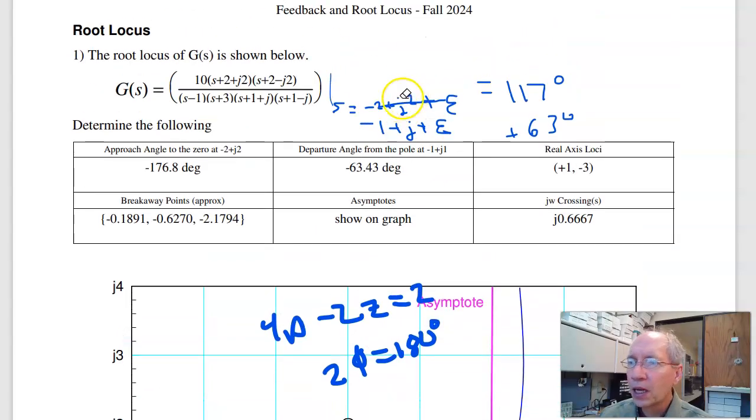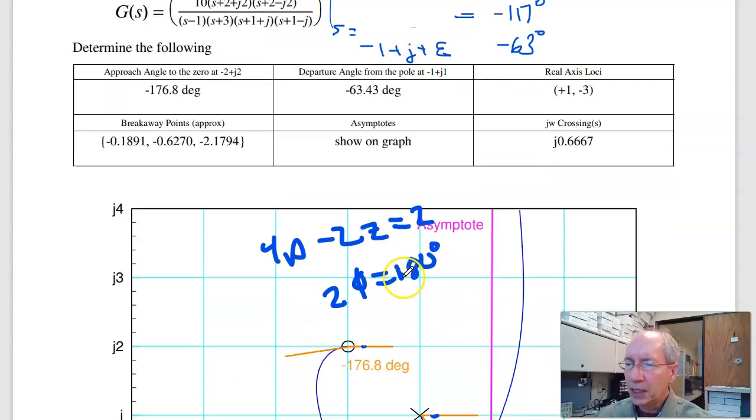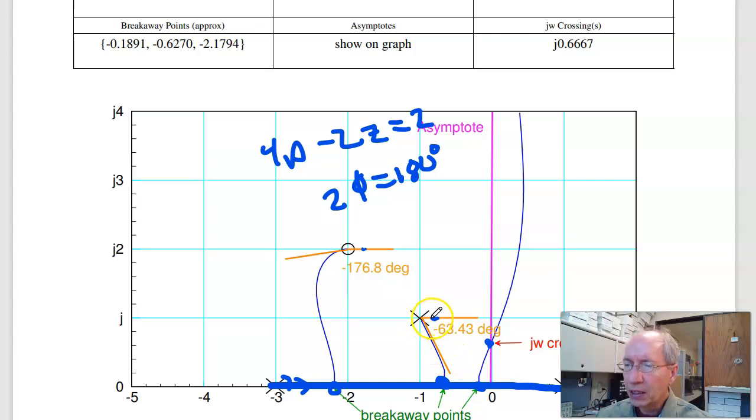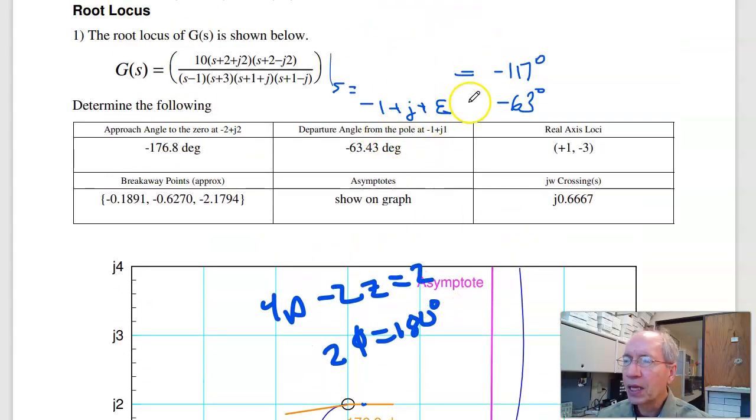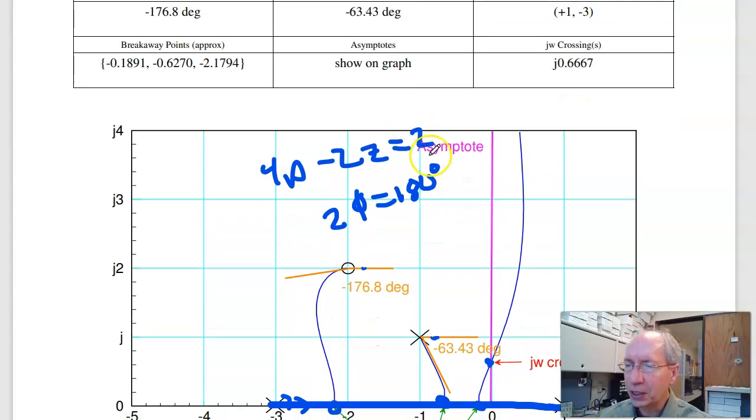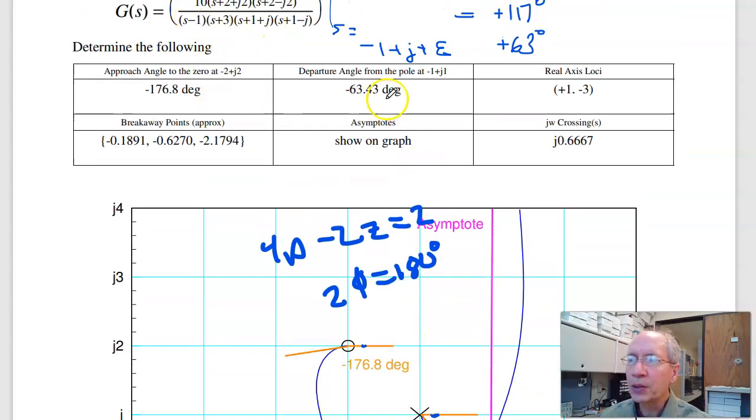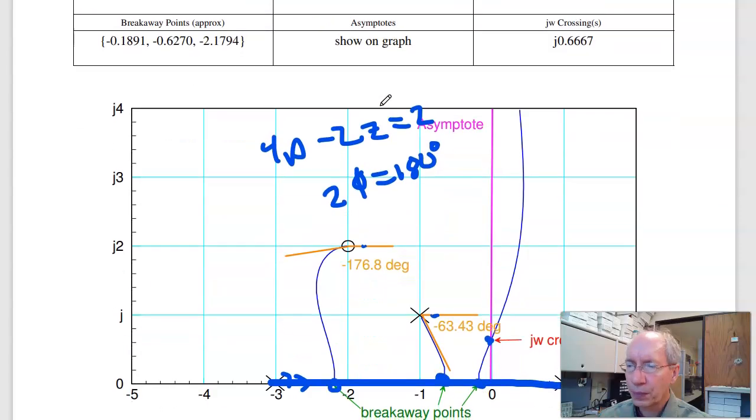For the pole, to find the departure angle, I analyze at -1 plus j plus epsilon, and I've got to get to 180. When I do that, I get +117 degrees. So the pole has to add 63 degrees to get to 180. Since it's a pole, I subtract, so I need a double negative. This is actually -63 degrees, so when I divide, it's +63 degrees, gives you 180. So that'd be the approach angle, or departure angle.